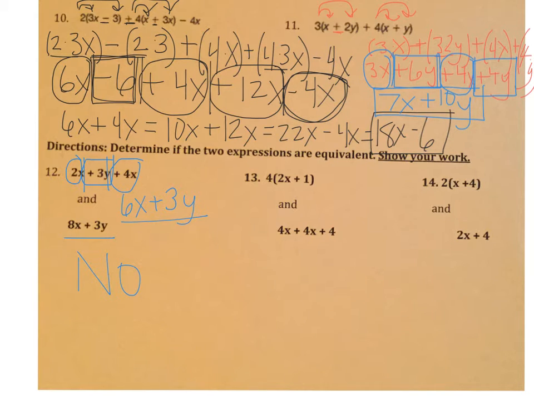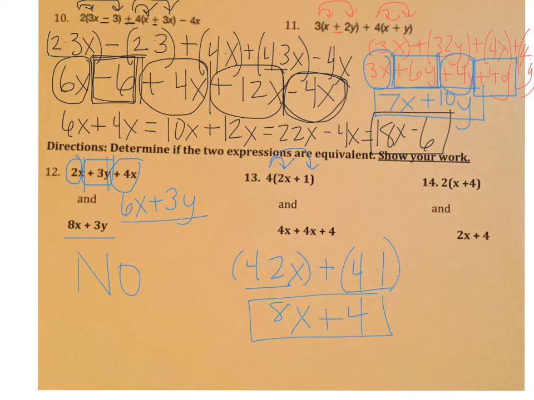All right, next it looks like we're going to have to distribute here. So 4 distributes with 2x and 4 distributes with 1. So we have 4 times 2x plus 4 times 1. Let's go ahead and multiply. 4 times 2 is 8, so 8x plus 4 times 1 is 4. Okay, so that is in simplest form. I cannot combine those two terms. All right, let's look at the second expression.